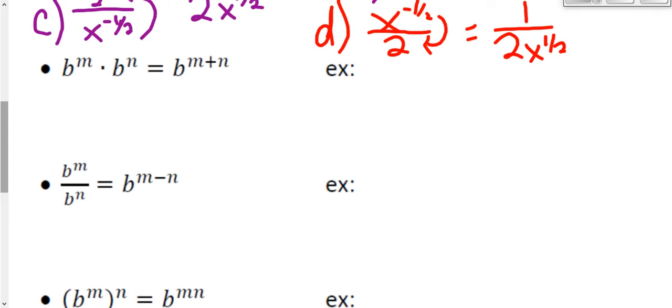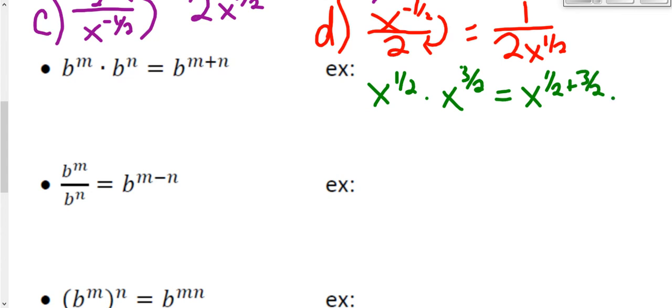times b to the n. If I'm multiplying those together, I add the exponents, just like usual. And it doesn't matter that sometimes they're fractions, I just add the fractions. So in this example, we have x to the 1/2 times x to the 3/2. In this case, I would just add those exponents when I multiply my x's. So this would be x to the 1/2 plus 3/2, which would just be x to the 4/2.